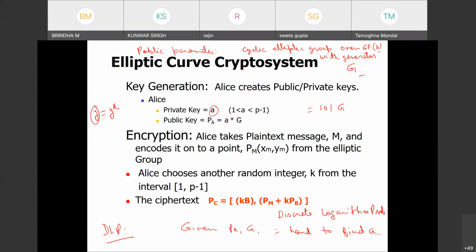So you see the random number is there to randomize the encryption. You choose K from 1 to P minus 1, and that will be used here: KZ, where Z is the generator, and PM, the message point, plus K times the public key of B. Because if you want to send a confidential message to the receiver, you need the public key of the receiver. This is the public key of the receiver. This is the answer.